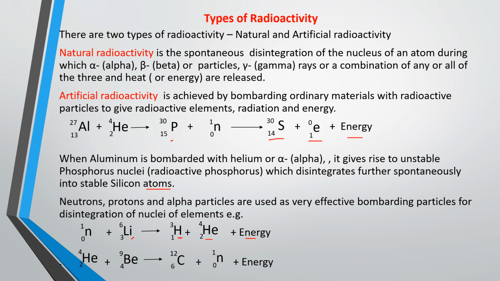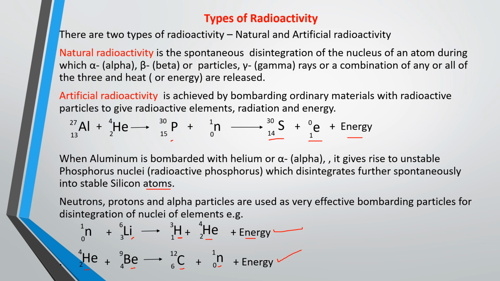Then when an alpha particle is used to bombard beryllium, you will have carbon and then a neutron and energy that is released. So all these are examples of artificial radioactivity.